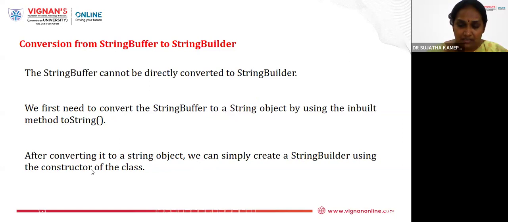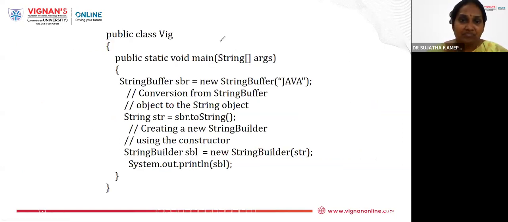Now, here you can see an example: StringBuffer sbr = new StringBuffer with the name Java. I want to convert the string buffer class. Now, how to convert that? I want to convert it into a string object, so I have taken the String class. String str is equal to what I want to convert: sbr. So sbr.toString. toString is the method I need to use to convert it into a string object.